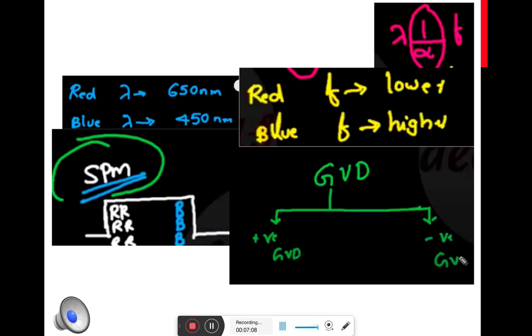Okay, so in negative group velocity dispersion, the higher frequency components will be at the starting end and the lower frequency components will be at the ending end. Because of that, there is a nullification happening, and there will be a cancellation of dispersion, and finally the soliton wave can propagate.